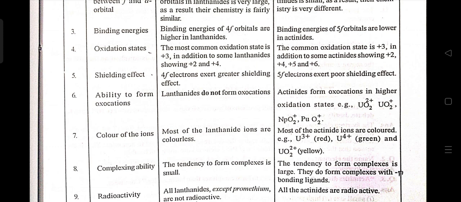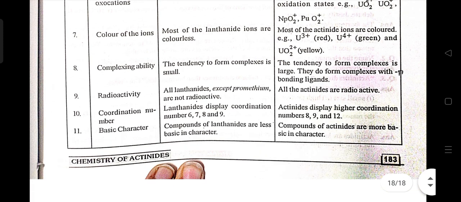Shielding effect: 4f electrons exert a greater shielding effect than 5f electrons in actinides. Ability to form oxocations: lanthanides do not form oxocations, whereas actinides can form oxocations. Color of the ions: most of the lanthanide ions are colorless, whereas the actinide ions are colored. Complexing ability: in lanthanides the tendency to form complexes is small, whereas in actinides the tendency to form complexes is large. Radioactivity: all lanthanides except promethium are not radioactive, whereas all the actinides are radioactive.